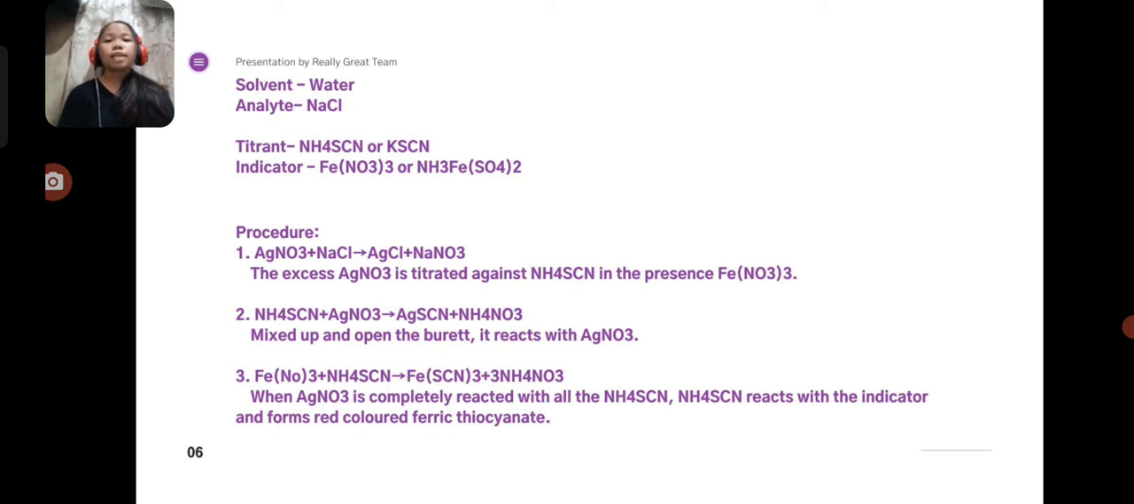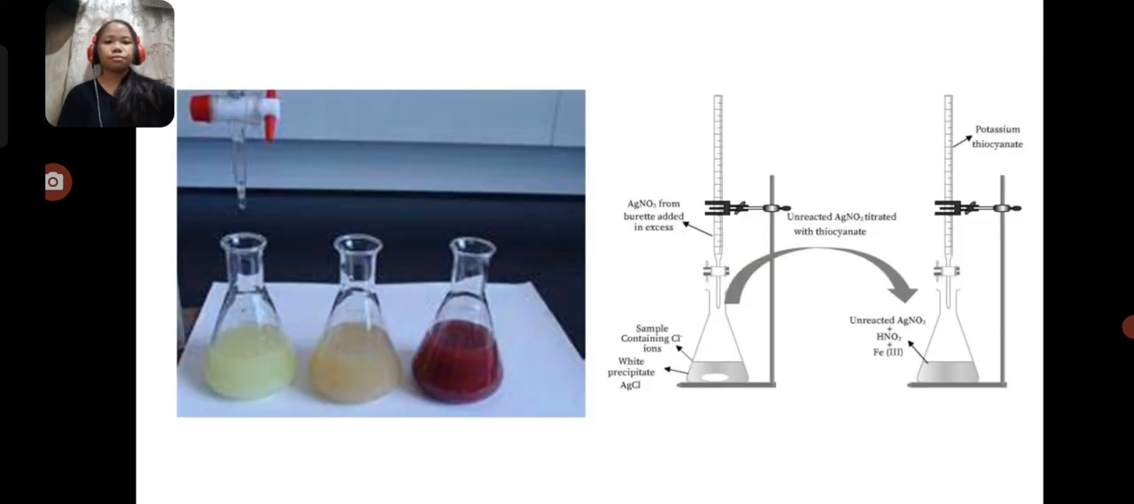Unfortunately, I cannot give you the proper demonstration of this, but what I will be showing you is the presentation of where these things can be found. This is the mixing of AgNO3 with NaCl, which creates AgCl.